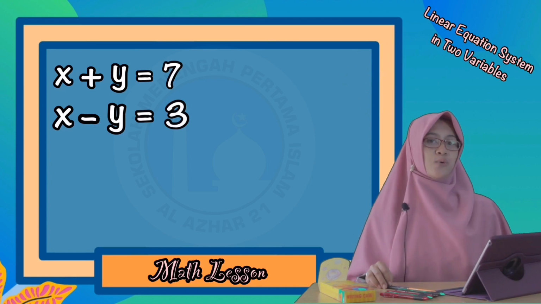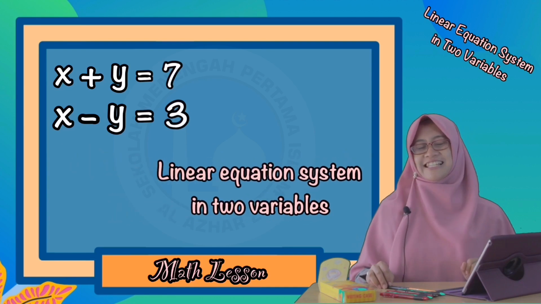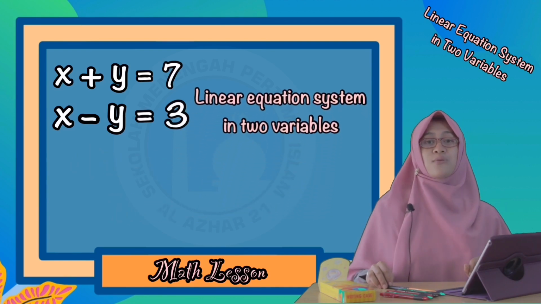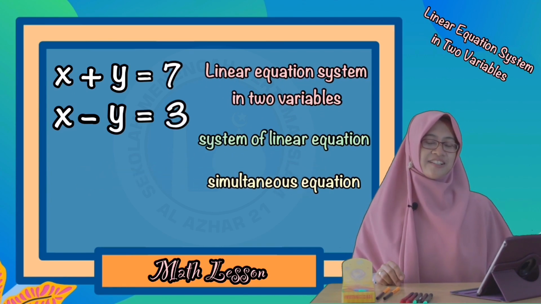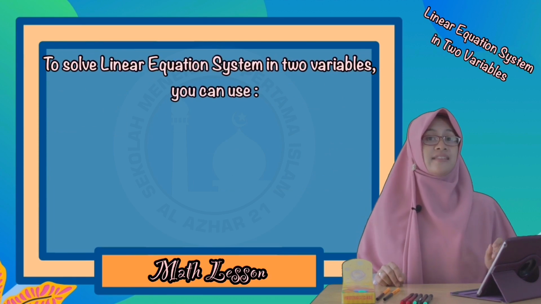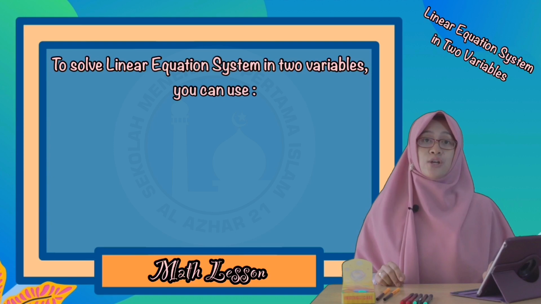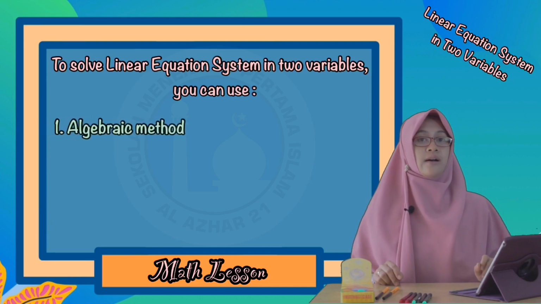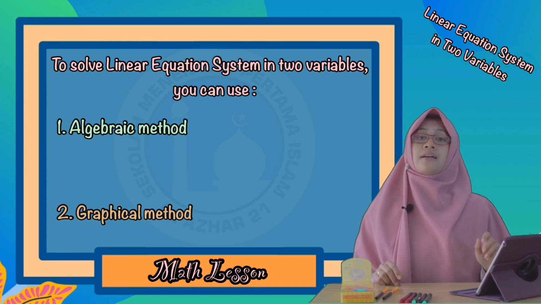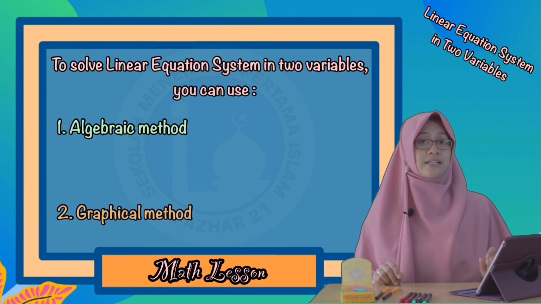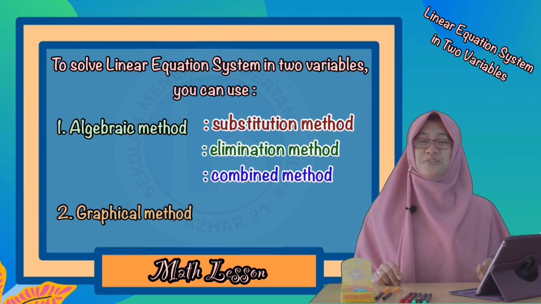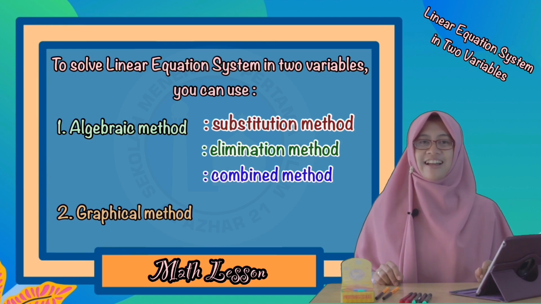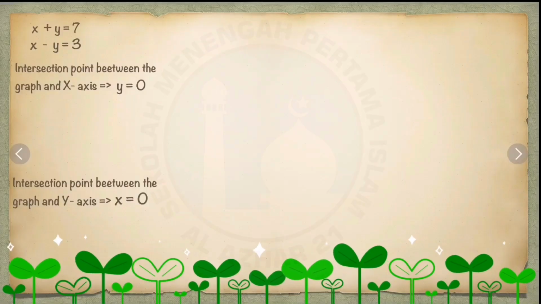The pair of these equations is called a linear equation system in two variables, or we can say a system of linear equations or simultaneous equations. Actually, to solve a linear equation system in two variables, you can use the algebraic method and the graphical method. For the algebraic method, you can use the substitution method, the elimination method, or combine both methods. Do you want to know more about the methods? Look at this video.